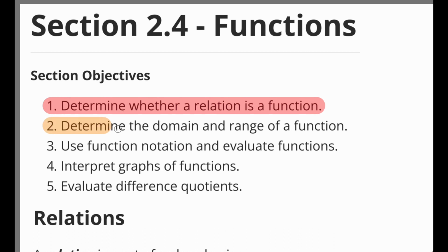Number two, it says determine the domain and range of a function. So domain is basically all the possible x values that you can have for a function. The range is all the possible y values or outputs that you can have on a function. So x is always the input, y is the output. We'll talk more about that later in the video.